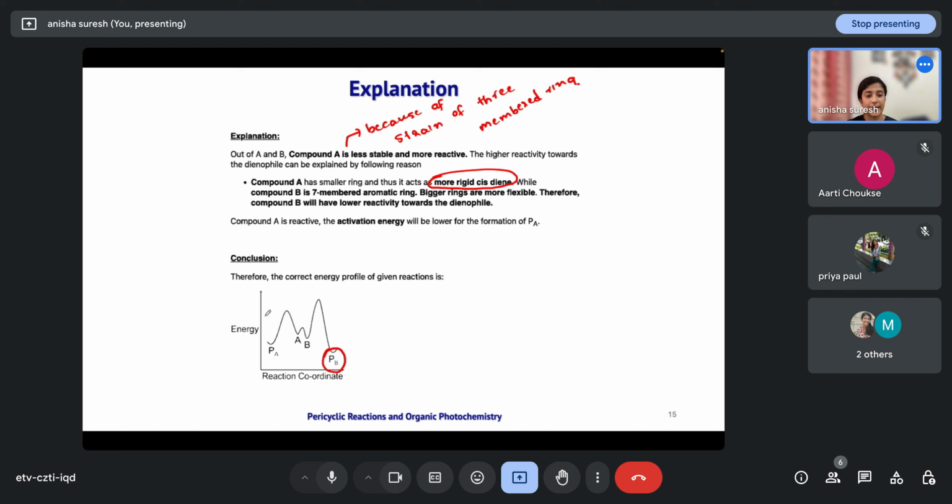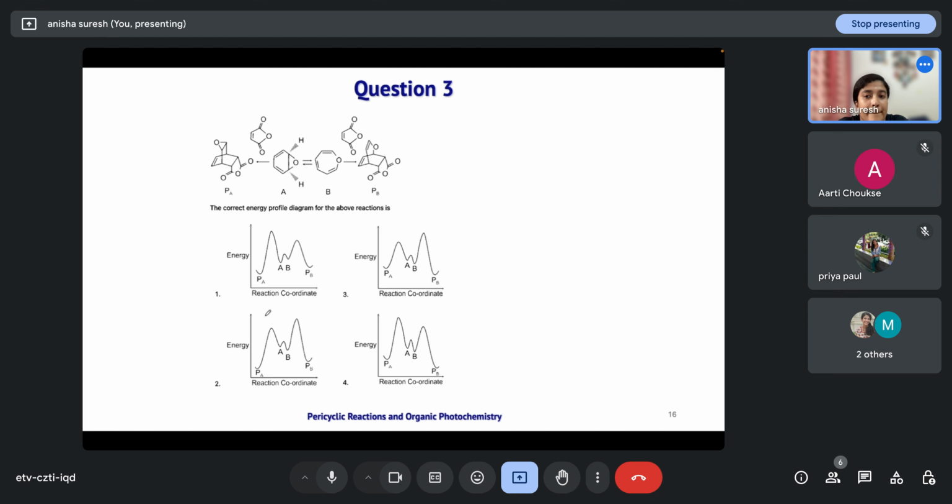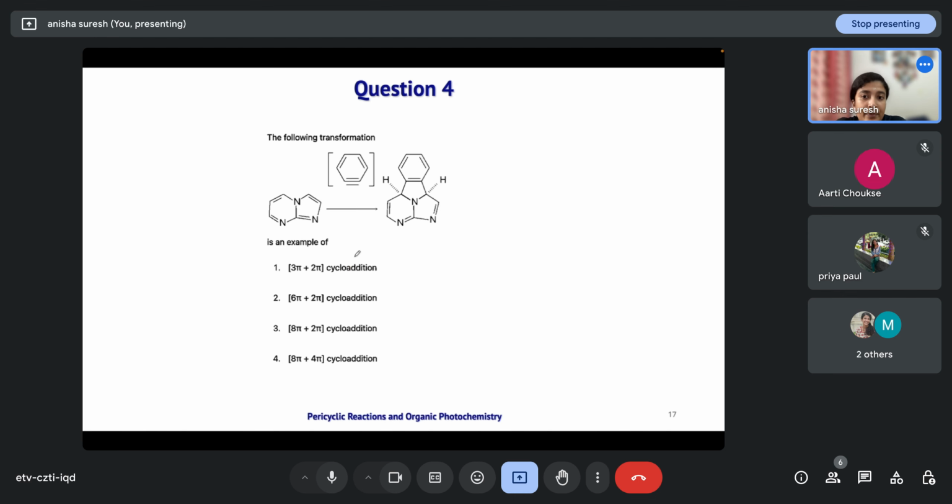Okay. So the answer will be option 3. Now coming to the next question. This is the next question. The following transformation is an example of 3 pi 2 pi cycloaddition, 6 pi 2 pi cycloaddition, 8 pi 2 pi cycloaddition, or 8 pi 4 pi cycloaddition.